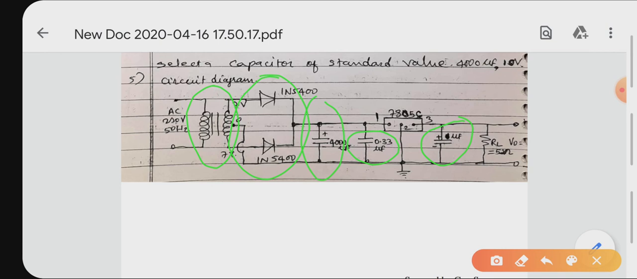So every time with 78 or 79 series, use these two fixed value capacitors, 0.33 microfarad at the input side and 1 microfarad at the output side. These are acting as additional filters. And finally, there will be a load resistance having value 5 ohms.